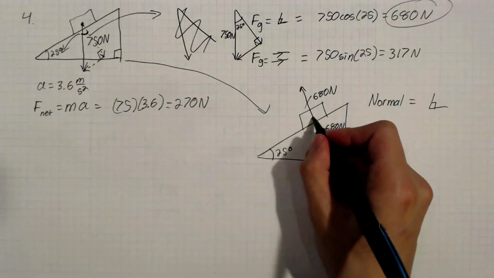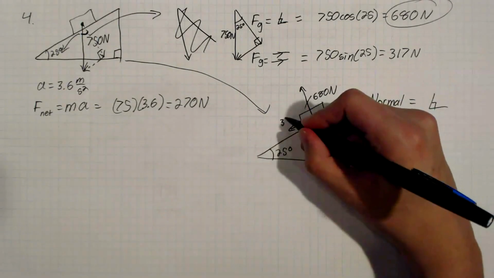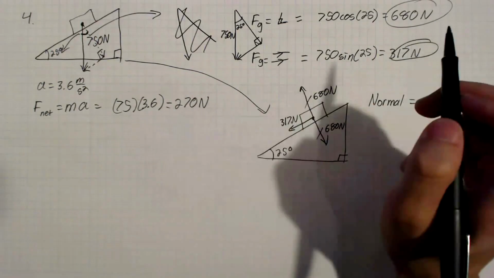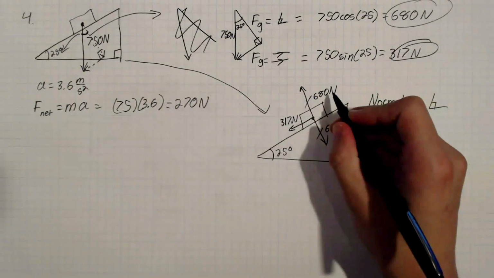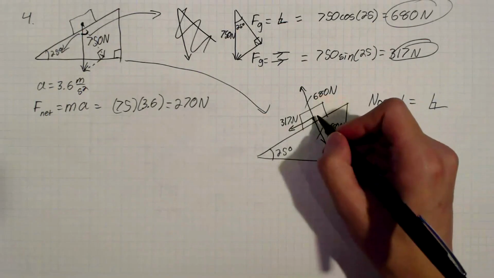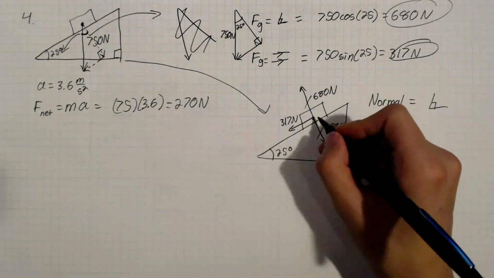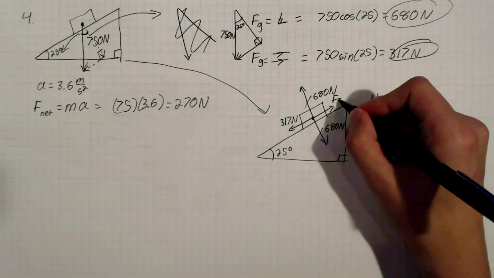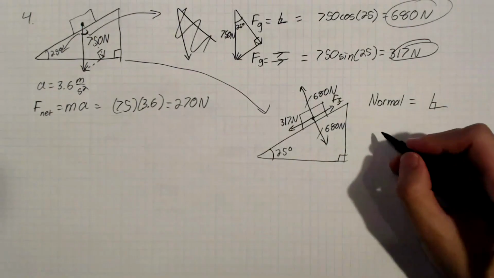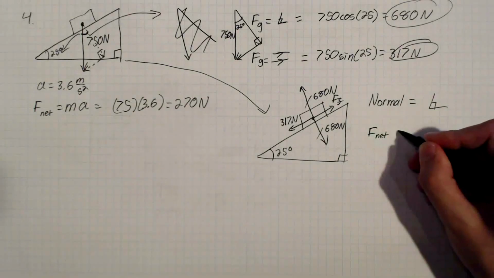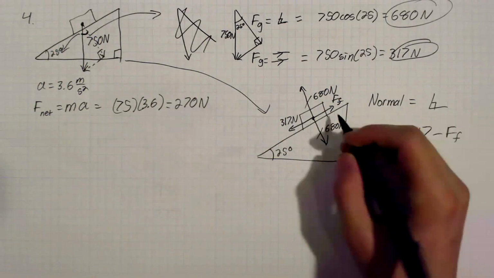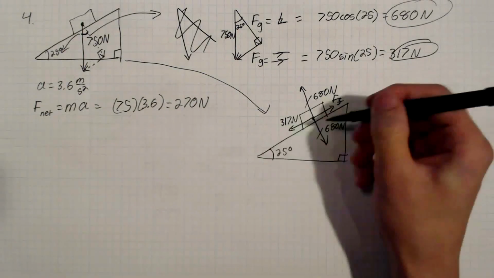So we also know that the force of gravity acting down the ramp is 317 newtons. That's this. And we know that our net force is 270 newtons. So that means these two forces cancel out, so we're ignoring these. So all we have left to look at is this force. Now there must be something acting against it, because it's greater than 270. And that force acting against it is going to be our force of friction. So we know that our net force has to be equal to 317 minus our force of friction, because the force of friction is acting in the opposite direction of the downward component of gravity.